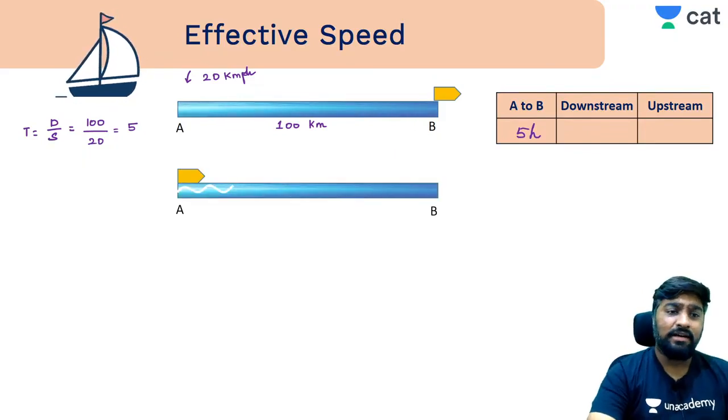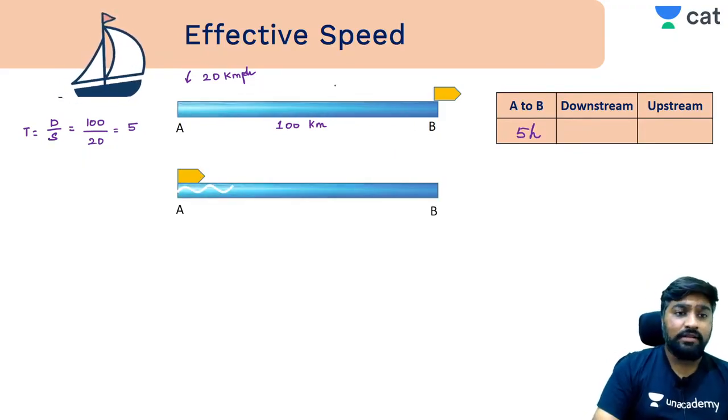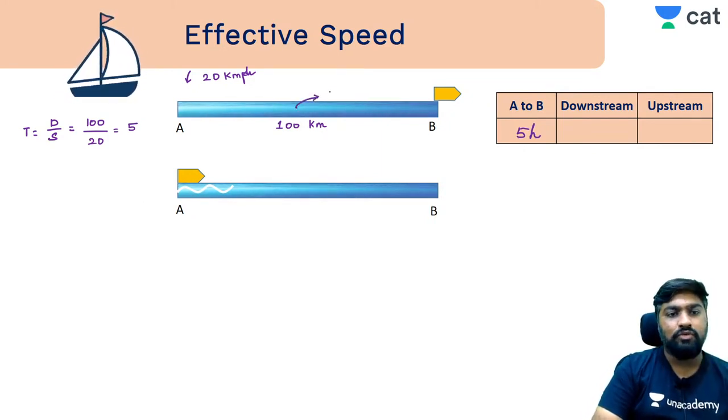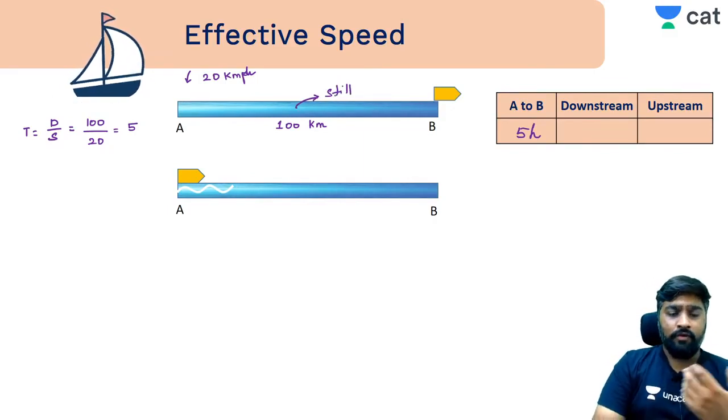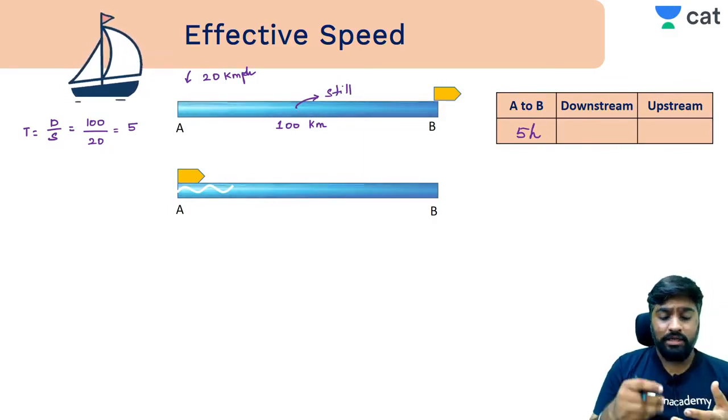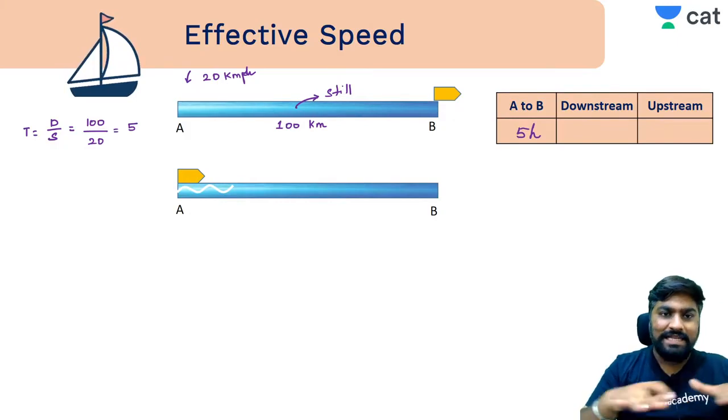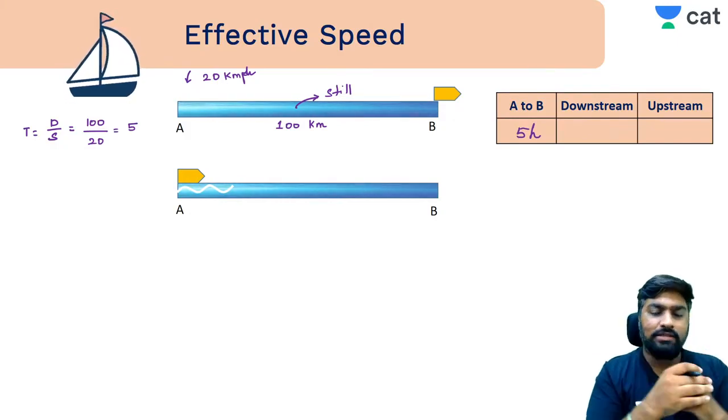Now, what's different about this? In this case, what we've seen earlier is that the water doesn't move, right? This situation is called still water. For example, if you are rowing a boat in a pond or a lake where the water is stagnant, it doesn't move, right? That's the situation.